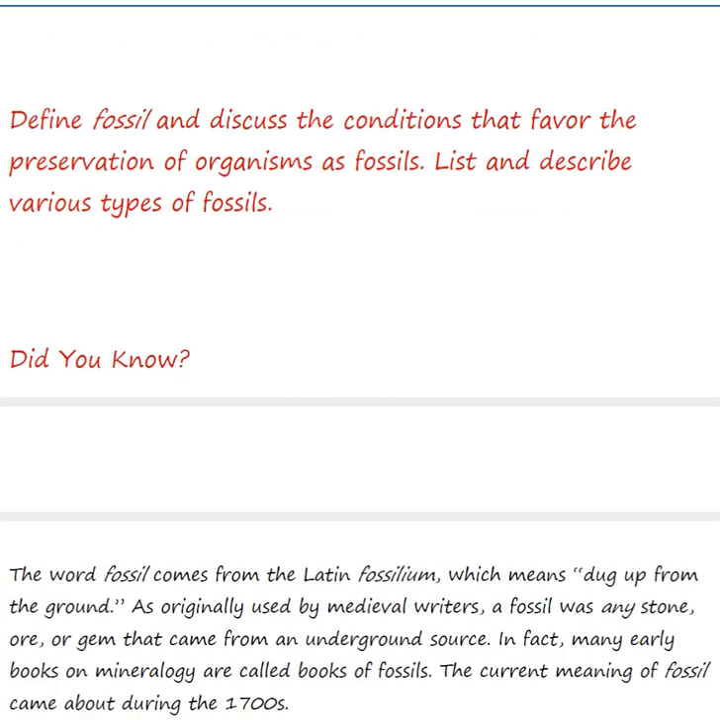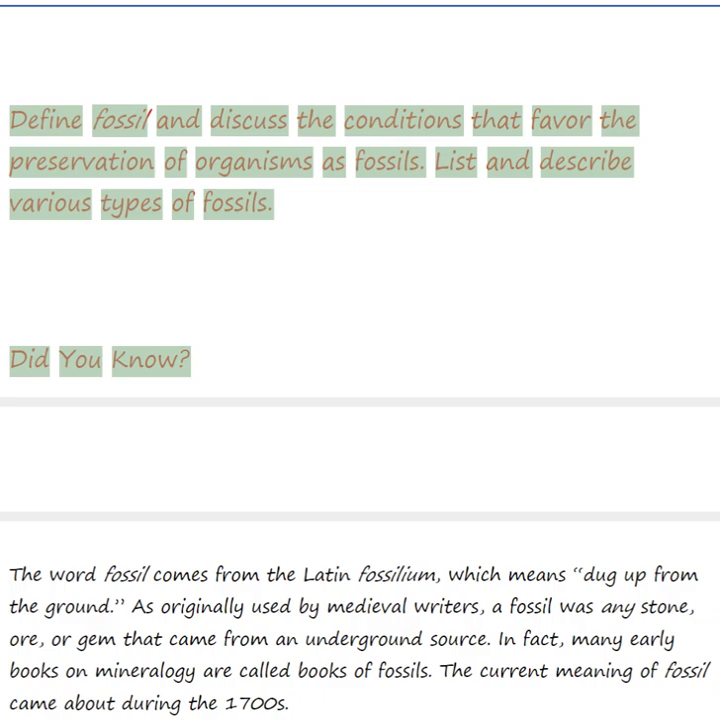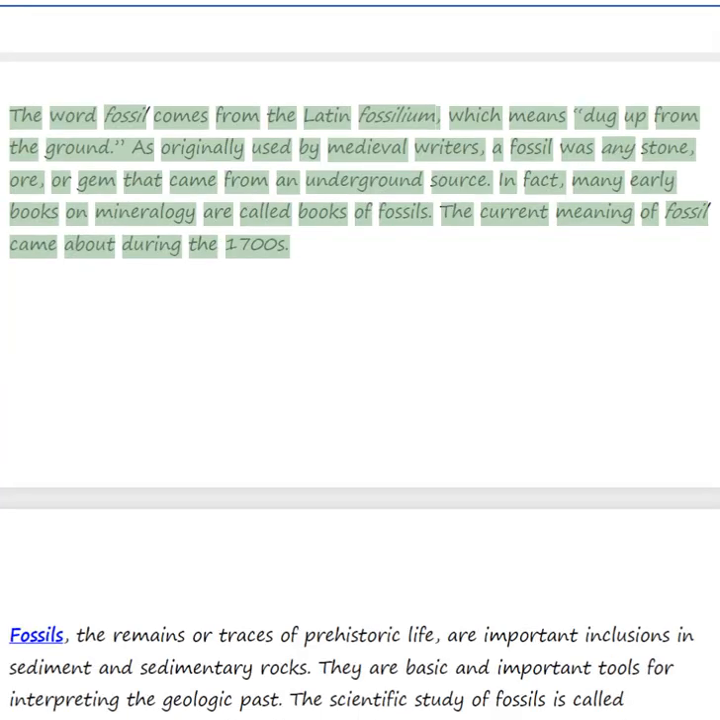18.2 Fossils, evidence of past life. Define fossil and discuss the conditions that favor the preservation of organisms as fossils. List and describe various types of fossils. Did you know? The word fossil comes from the Latin fossilium, which means dug up from the ground. As originally used by medieval writers, a fossil was any stone, ore, or gem that came from an underground source. In fact, many early books on mineralogy are called books of fossils. The current meaning of fossil came about during the 1700s.